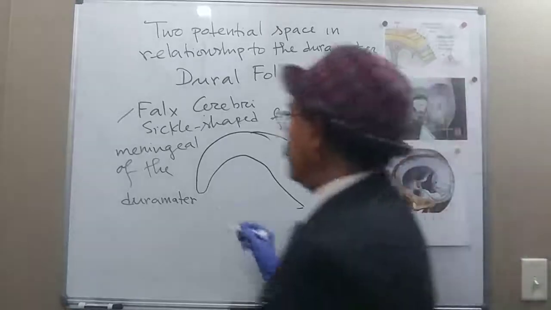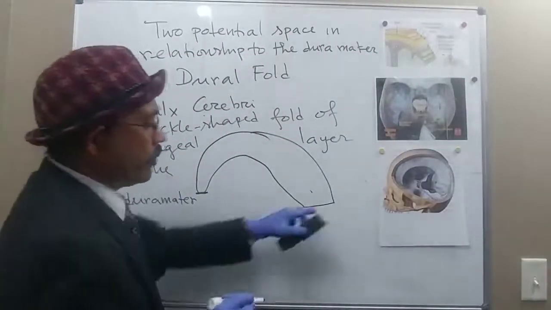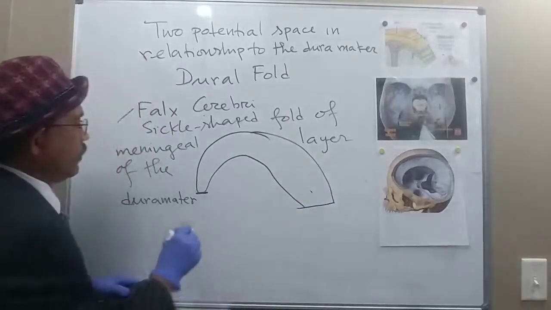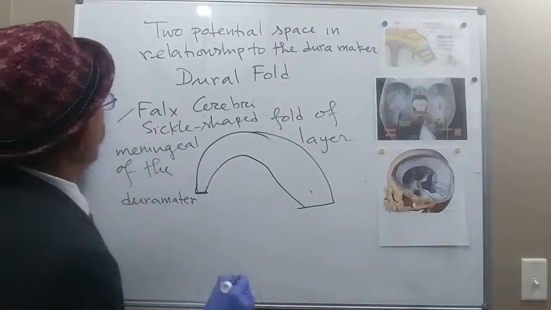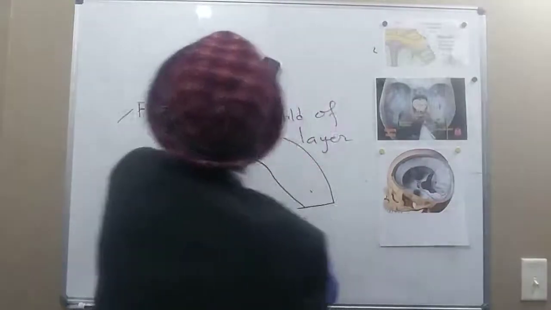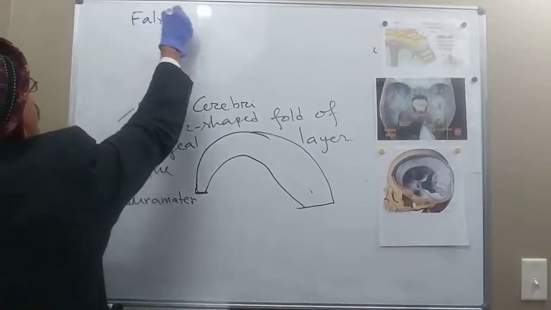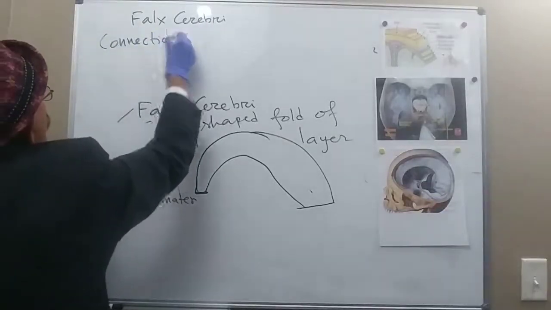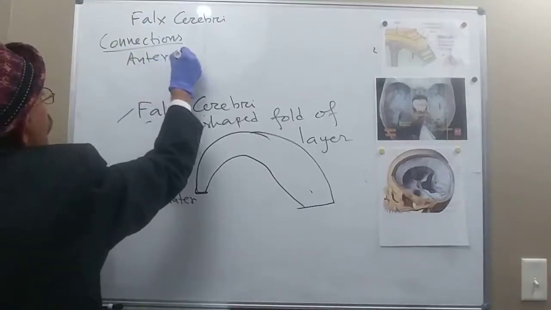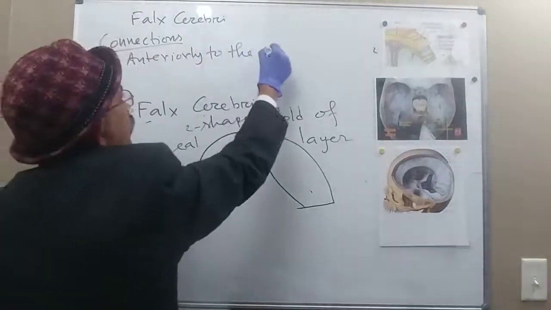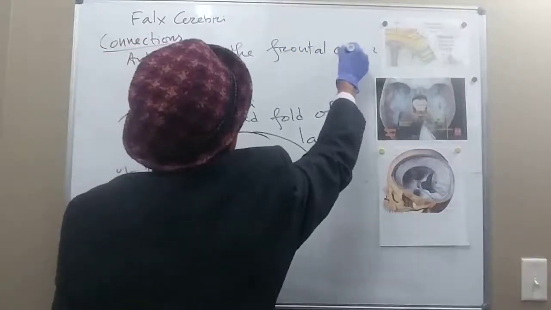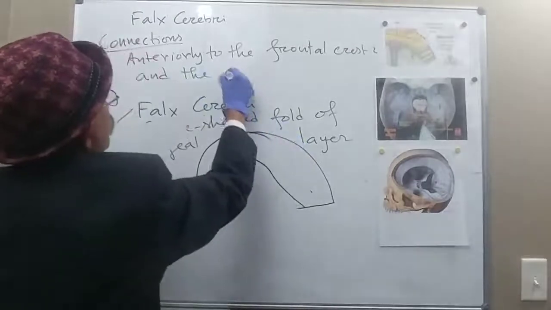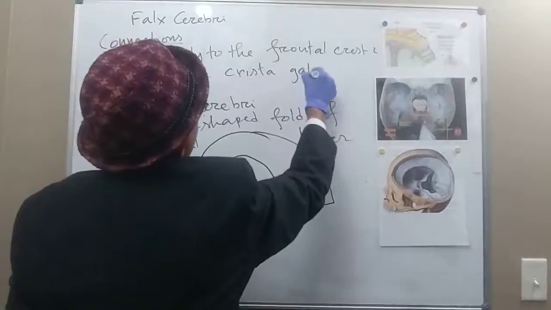So we got the Falx cerebri. Anteriorly, it is connected to the frontal crest and the crista galli of the ethmoid bone. Posteriorly, it is adherent and mingled with the Tentorium cerebelli.